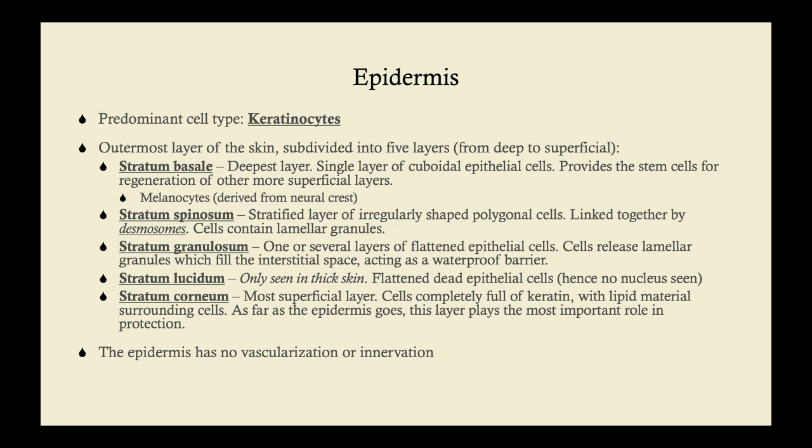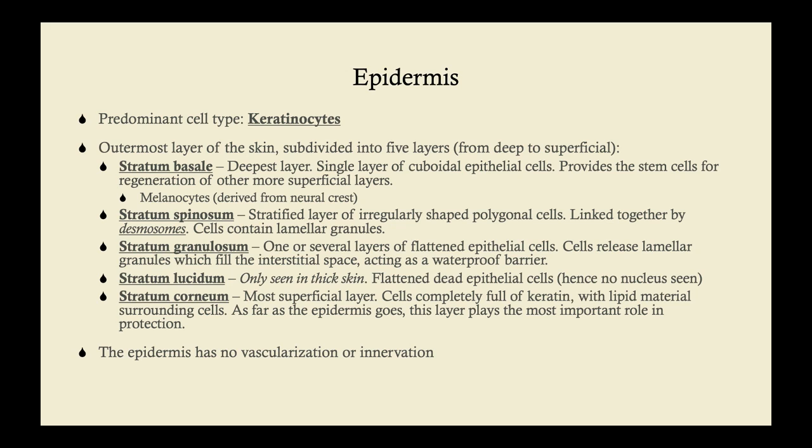So the deepest layer of the epidermis is the stratum basale. And that is just a single layer of cells, and they're cuboidal epithelial cells, and they're important for 2 reasons. One, they provide the stem cells for regeneration of other more superficial layers, and so all of these keratinocytes migrate to the top and then ultimately are sloughed off as the cells die. And so these aren't unique cells at each layer. They're the same cell, they just progress more superficially.